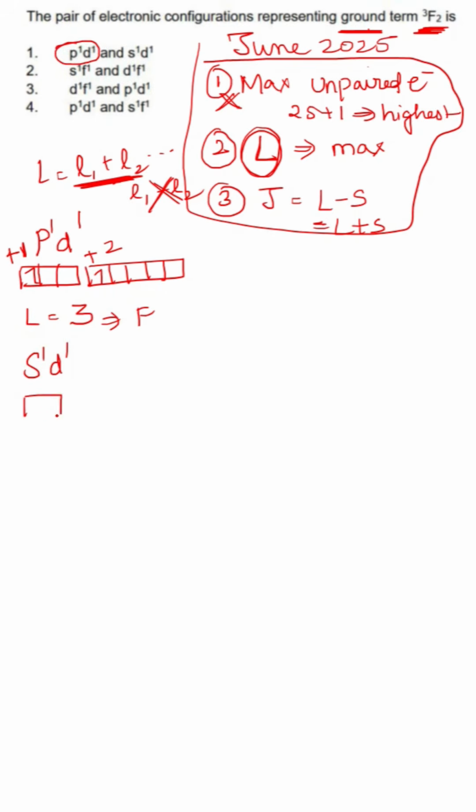Then you check S1 D1. This is S1 and this is D1. Here L1 is 0 and L2 is plus 2. Therefore the maximum L value is 0 plus 2, that is equal to plus 2. So 2 means it's only D. The maximum L value here is only 2 and not 3, so this term is not possible. So the first option is incorrect.